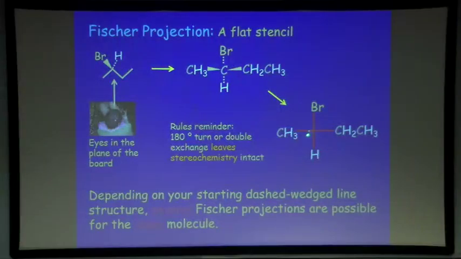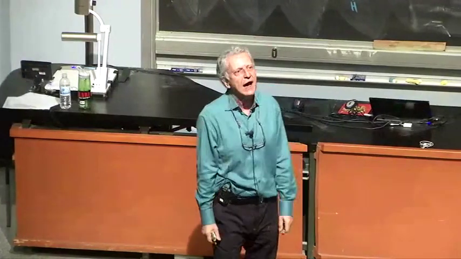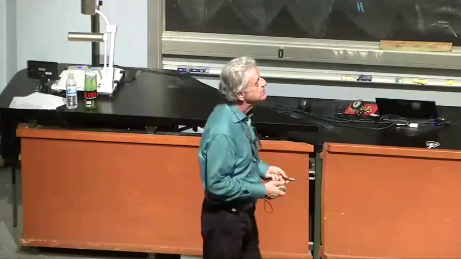Now, these Fischer projections at each center can be readily interconverted without changing the absolute stereochemistry by double exchanges. Or you can also do 180-degree turns. I would advise against that. Things get muddled. But if you do double exchanges, you get the same enantiomer. If you do just a single exchange, you get the opposite stereochemistry.